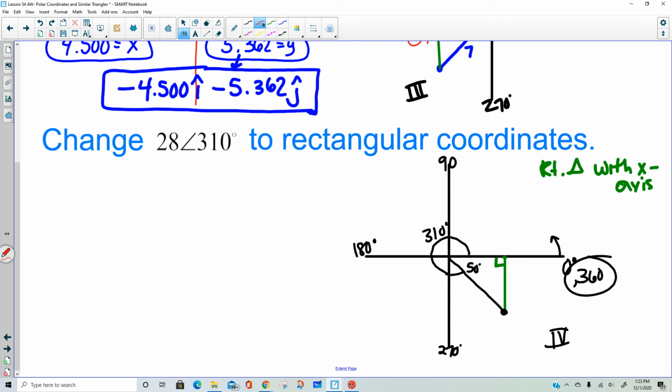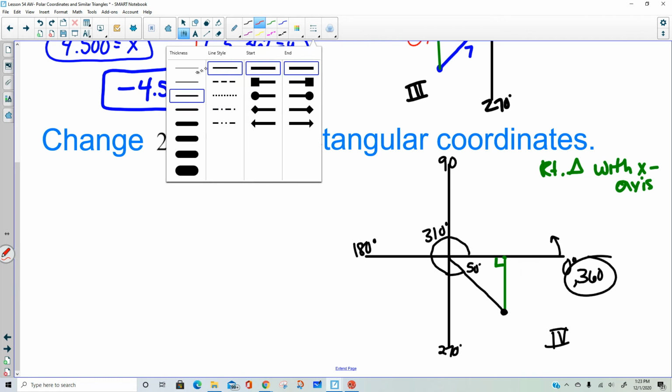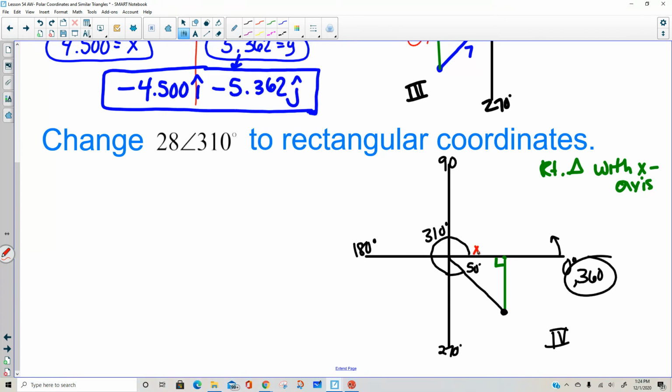All right, let's go get our sides. So for x, oh, and we also need to label our magnitude. What was our magnitude again? 28.